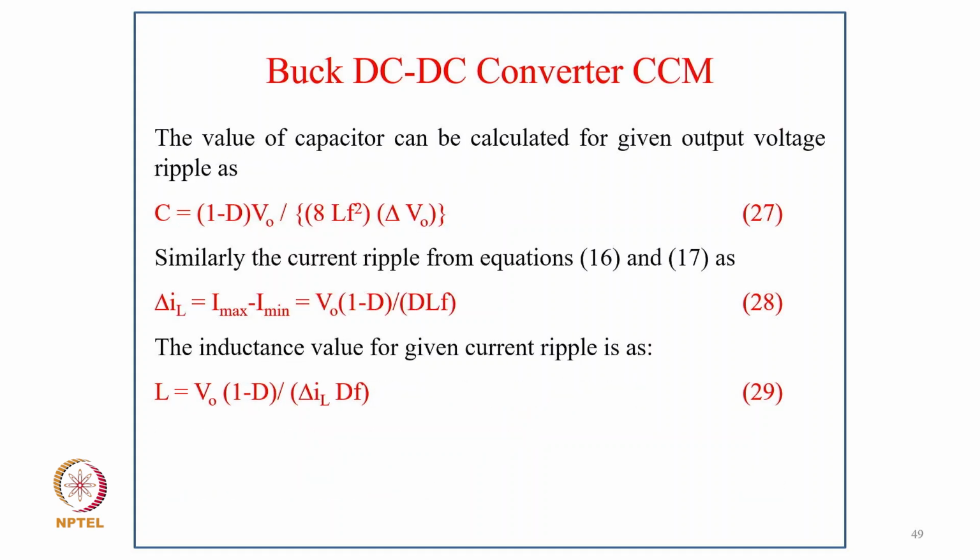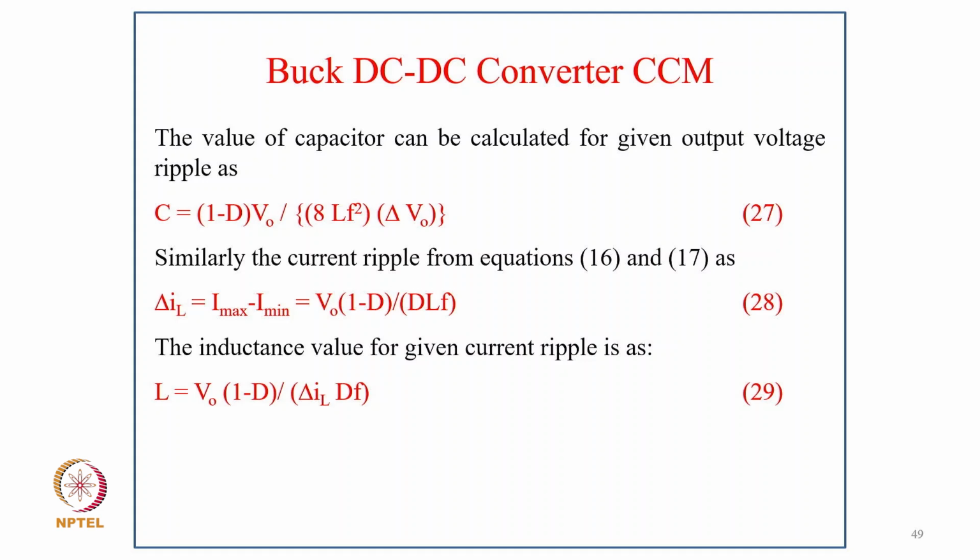So the value of the capacitor can be calculated for a given output ripple voltage. So C equal to (1 minus D) V0 divided by 8 L F square into delta V0. Similarly, the current ripple can be calculated: delta IL equal to I max minus I min, equal to V0 (1 minus D) divided by L F. So of course you can also find the inductance value for a given ripple current: L equal to V0 (1 minus D) upon delta IL into F.